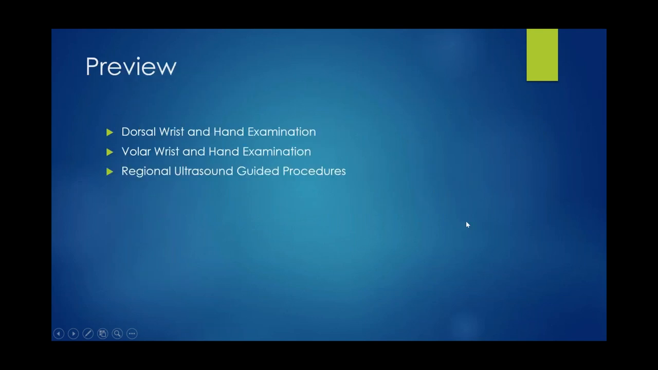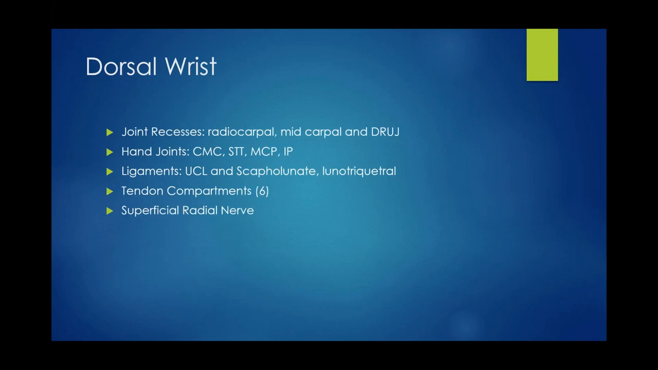A preview for the talk tonight, we'll start going over the dorsal wrist and hand, and then move on to the volar wrist and hand. Throughout the presentation, we'll discuss potential ultrasound-guided procedures for each area. Along the dorsal wrist, we'll talk about the joint recesses and some of the hand joints, some of the ligaments you might want to look at, the dorsal compartment tendons, as well as briefly touch on the superficial radial nerve.